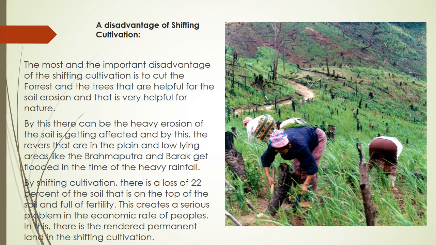By shifting cultivation, there is a loss of 22% of the top soil, which is full of fertility. Whenever this process of cutting down and burning is done, 22% of the surface soil is totally lost. This creates a serious problem in the economic condition of the people. Because of this, various serious problems are created economically as well. Hence, it renders the land permanently unusable in shifting cultivation.